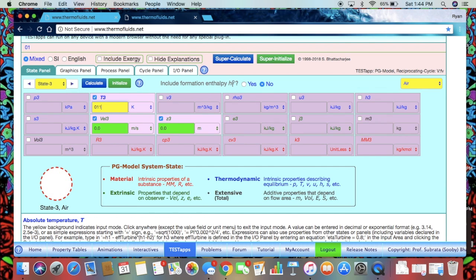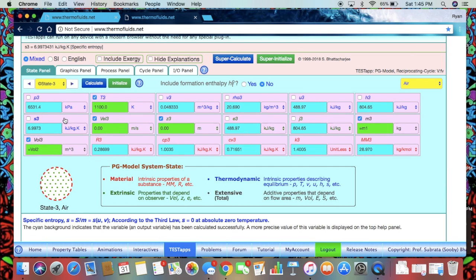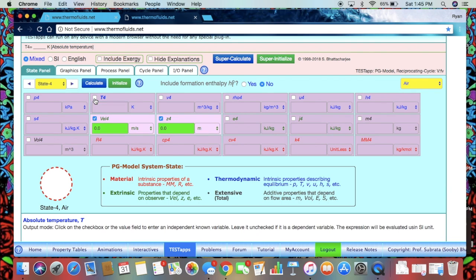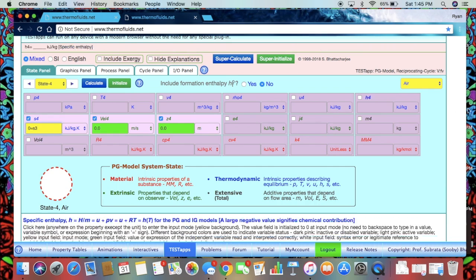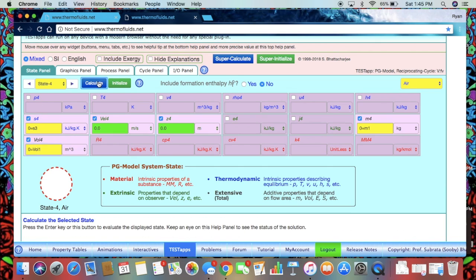State 3, temperature changing to 1100 Kelvin. Mass, of course, staying the same. Volume here equaling volume 2. At state 4, we know that this will equal S3. Mass will stay the same. And the volume here will actually equal volume 1. Perfect.